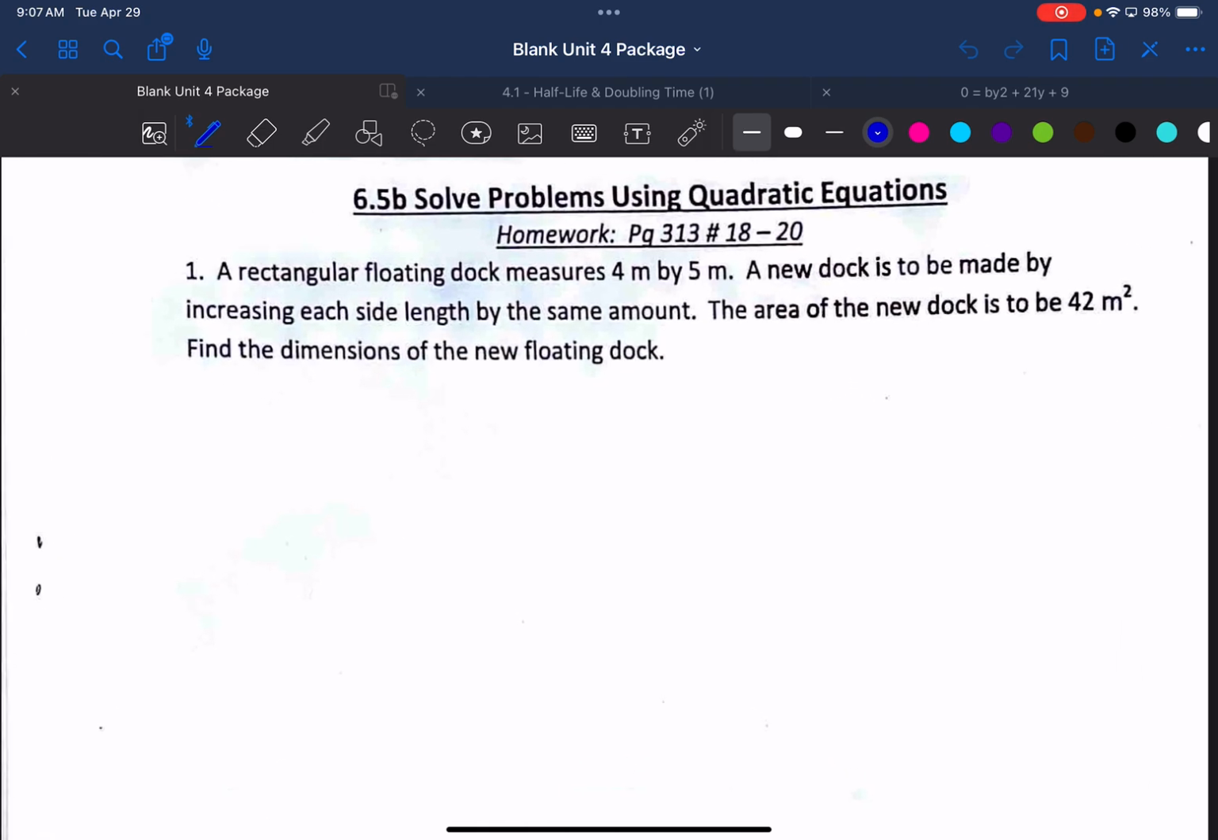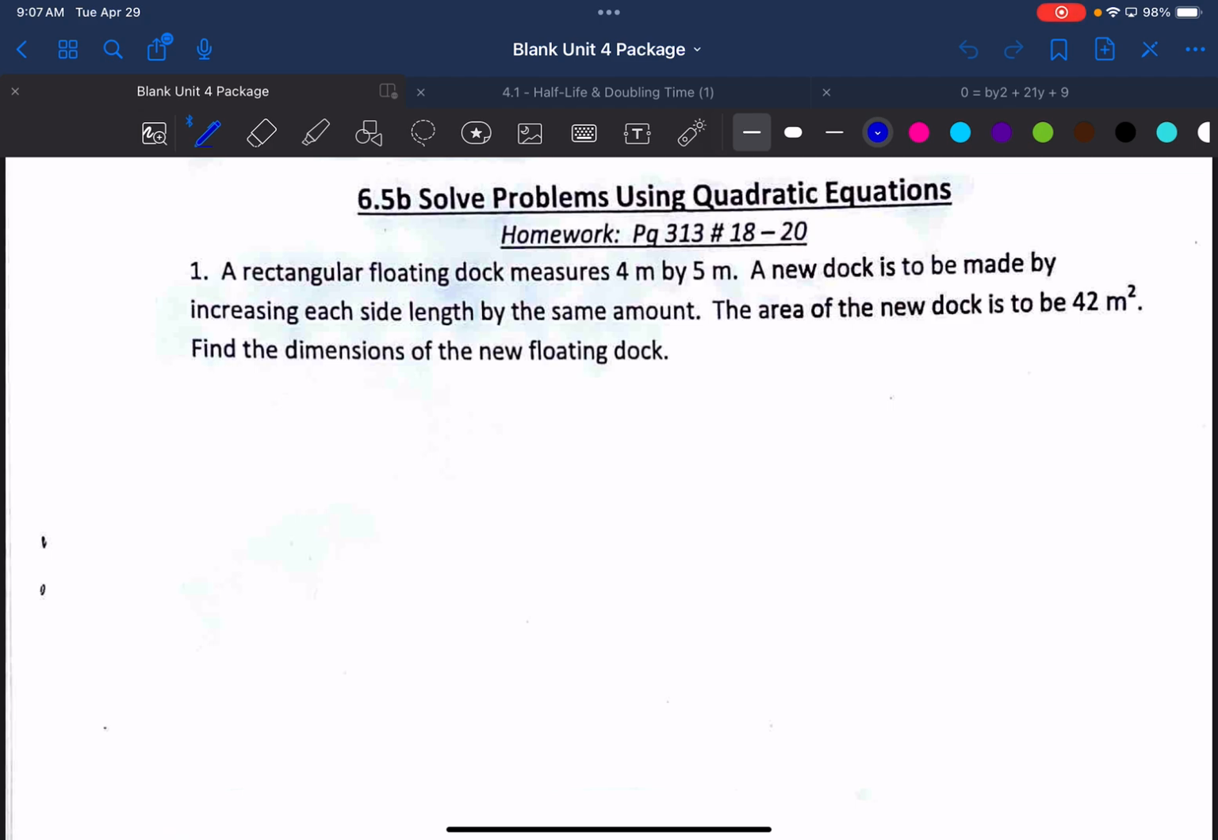So for example, this one, a lot of you go to the cottage, so you would know a rectangular floating dock, those things that float in the middle of a lake. It measures 4 meters by 5 meters, and it says a new dock is gonna be made by extending each side length by the same amount. Here, do you need two? One for Alex or just one for you? Oh, thank you. So they're gonna extend all the side lengths, and it wants to know what are the new dimensions of this brand new dock that they're building.